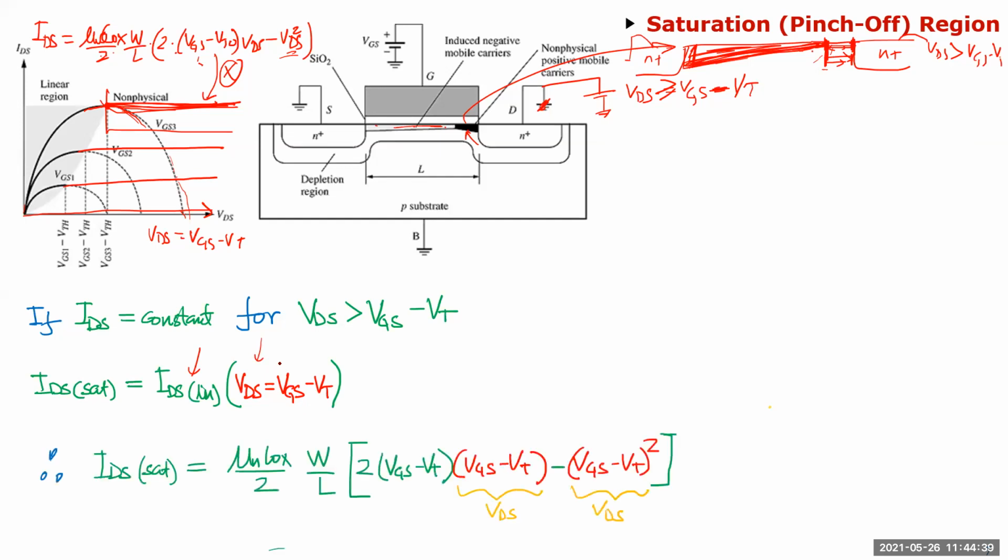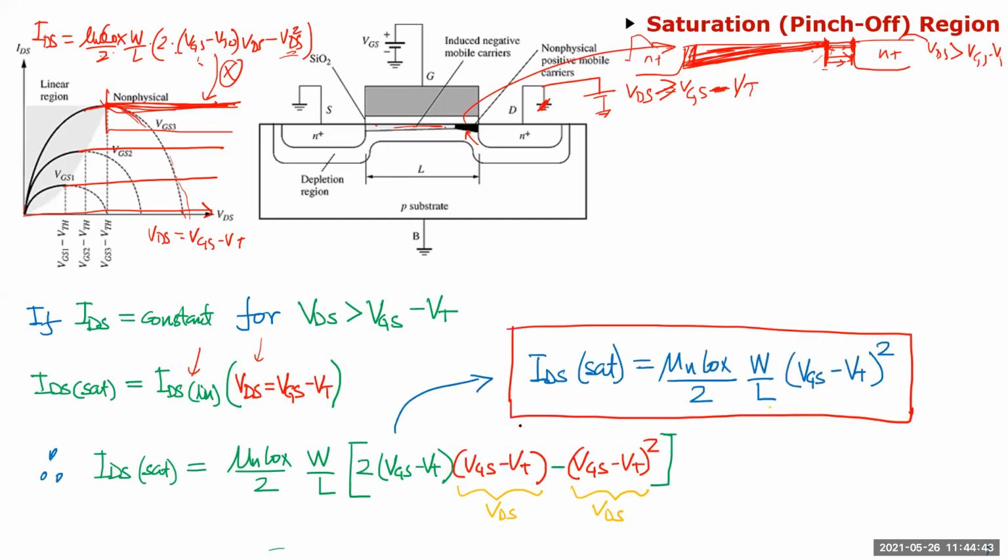And then it turns out to be this equation. If I solve it, then it becomes (VGS minus VT) squared. So you can see now that the drain to source current does not depend on the drain to source voltage anymore, because we kind of forced it to look like that, since we know that it is almost constant.